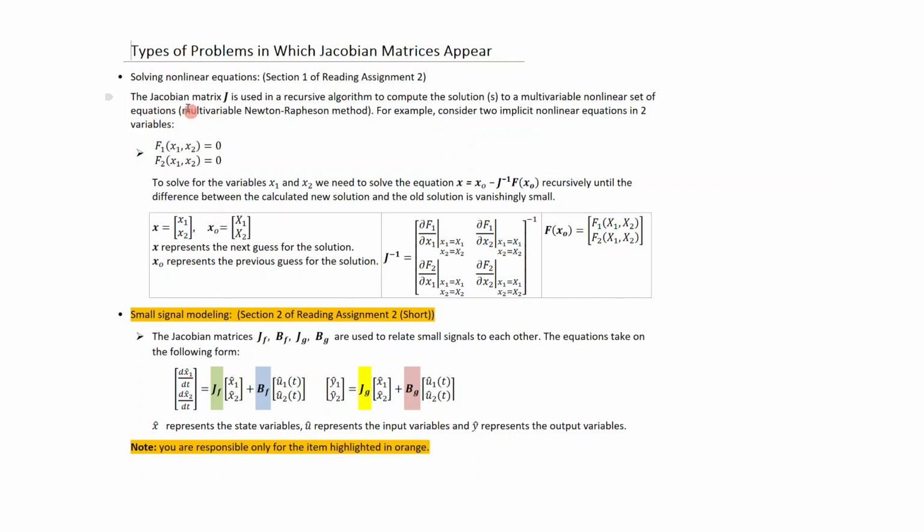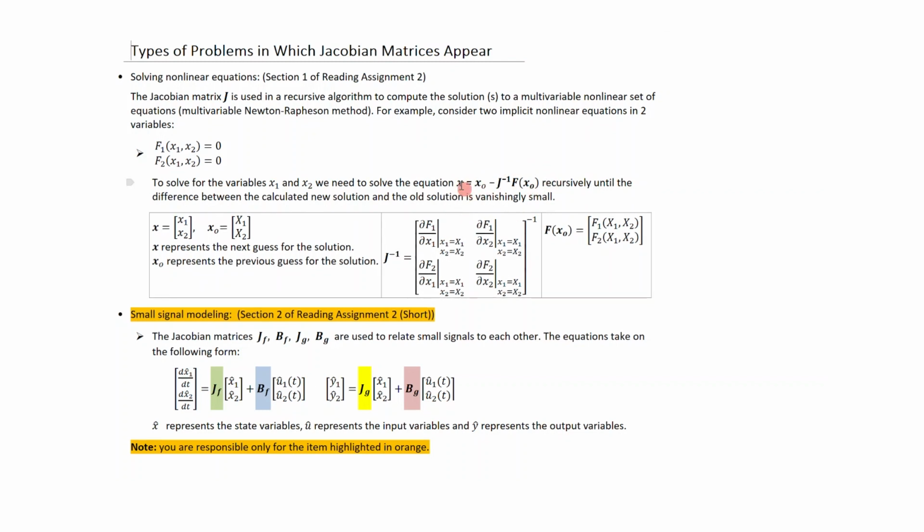And in this case, the Jacobian matrix J is used in a recursive algorithm to compute the solution or solutions to a multivariable nonlinear set of equations. This is also referred to as the multivariable Newton-Raphson method. So for example, consider two implicit nonlinear equations in two variables. So this is one implicit equation and this another. And we essentially set them to 0. And the objective is basically to compute what is the value x1, x2 that satisfies both of these equations. And they could in general be nonlinear equations. So in this case, what we need to do is to solve this particular equation set recursively.